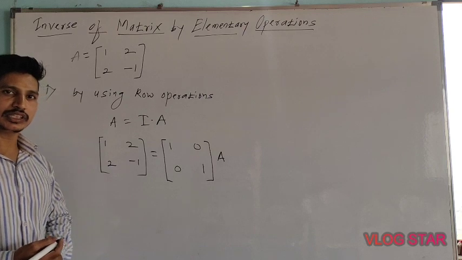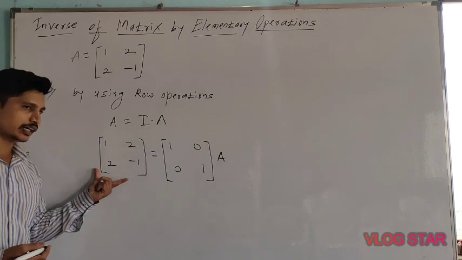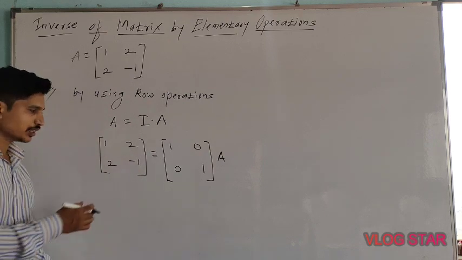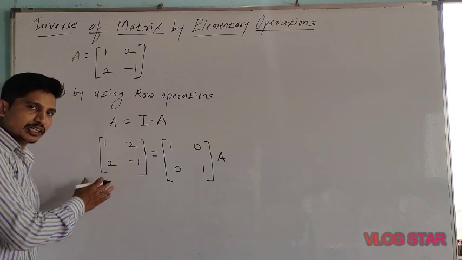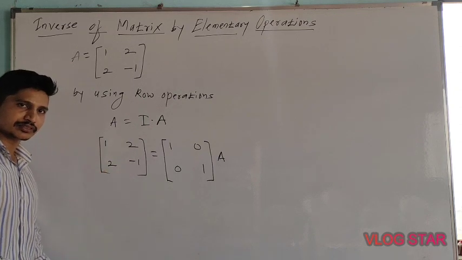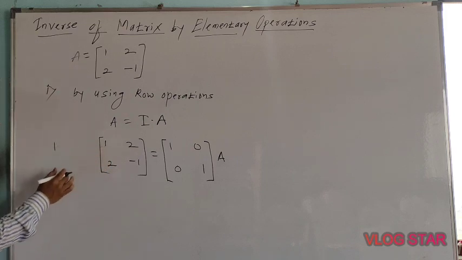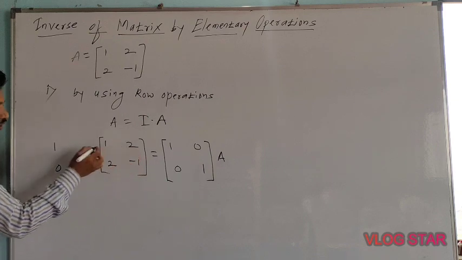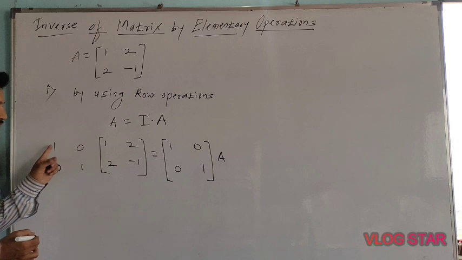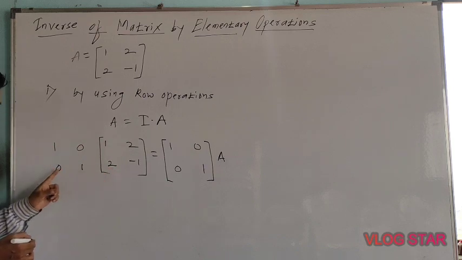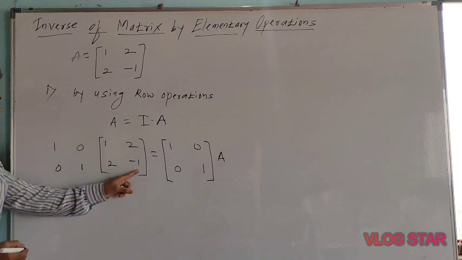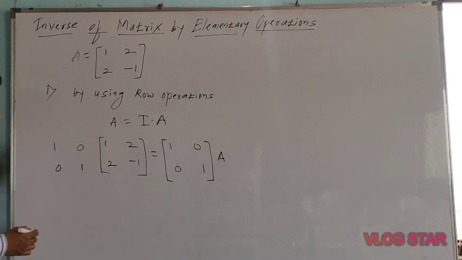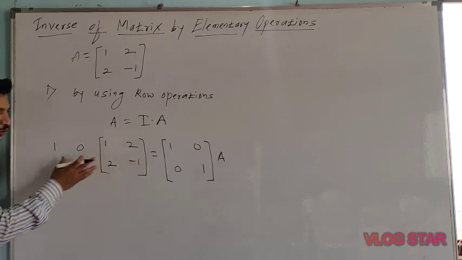Now I am converting this matrix, 1, 2, 2, minus 1, into the identity matrix. So what should come here? 1 should come, 1 only is there. Here 0 should come. Here 1 should come, and here 0. Means here 1 should come, already 1 is there. Here 2 should come, here 0 should come. Here minus 1 should come, 1 should come here, and here should come 0. So I am converting this matrix into this matrix.